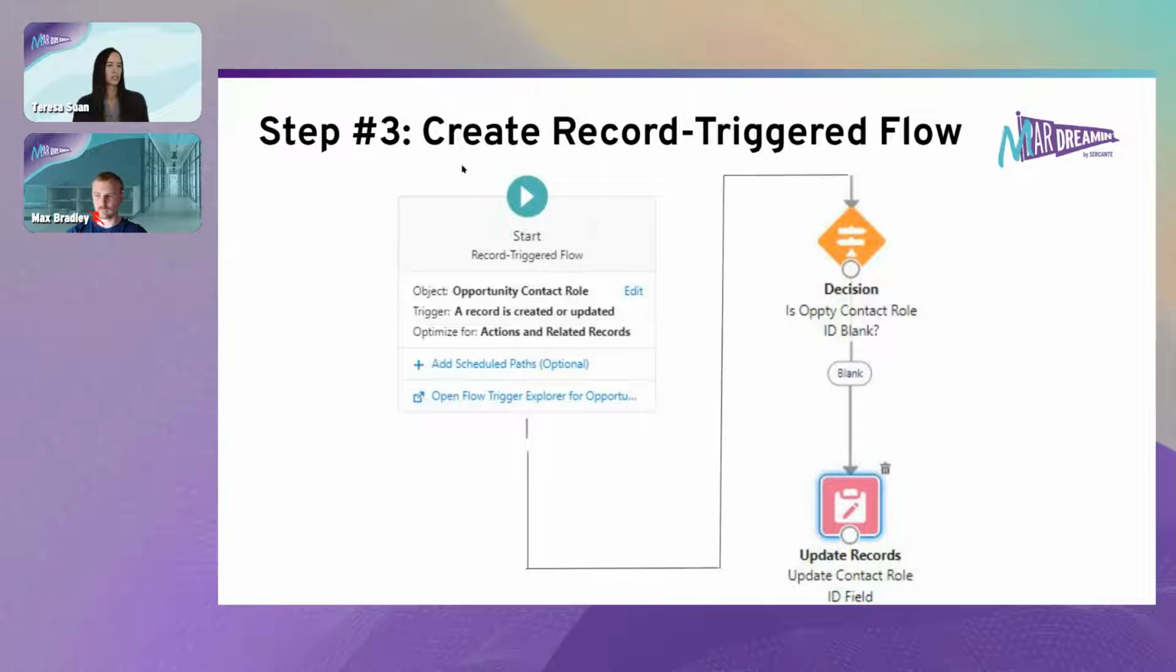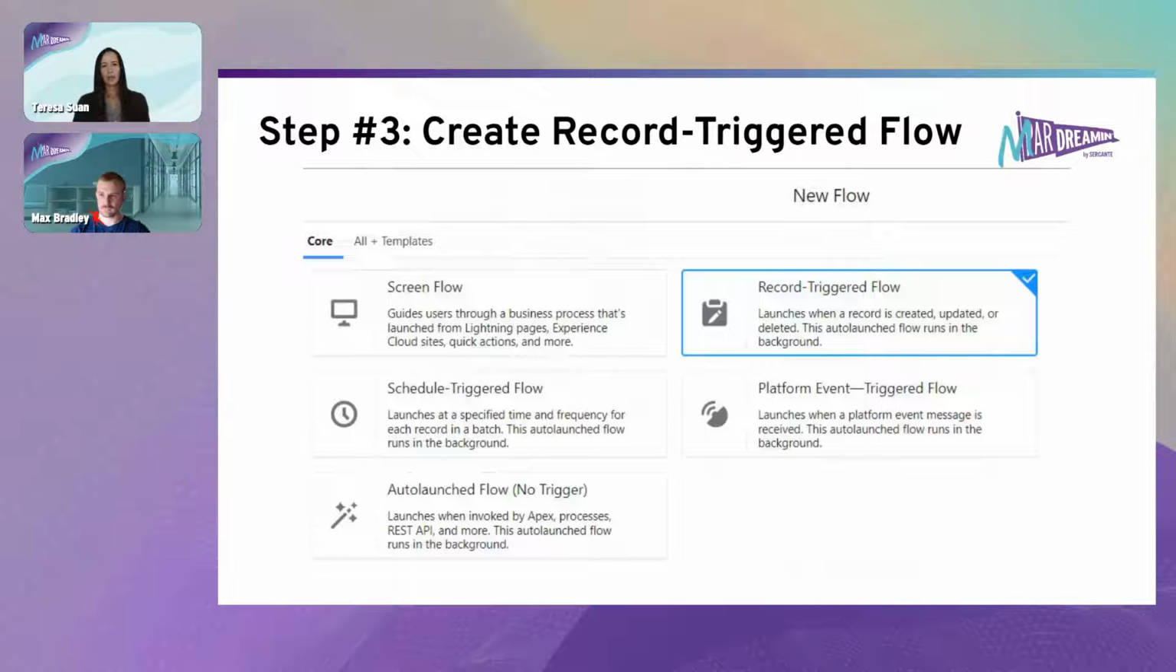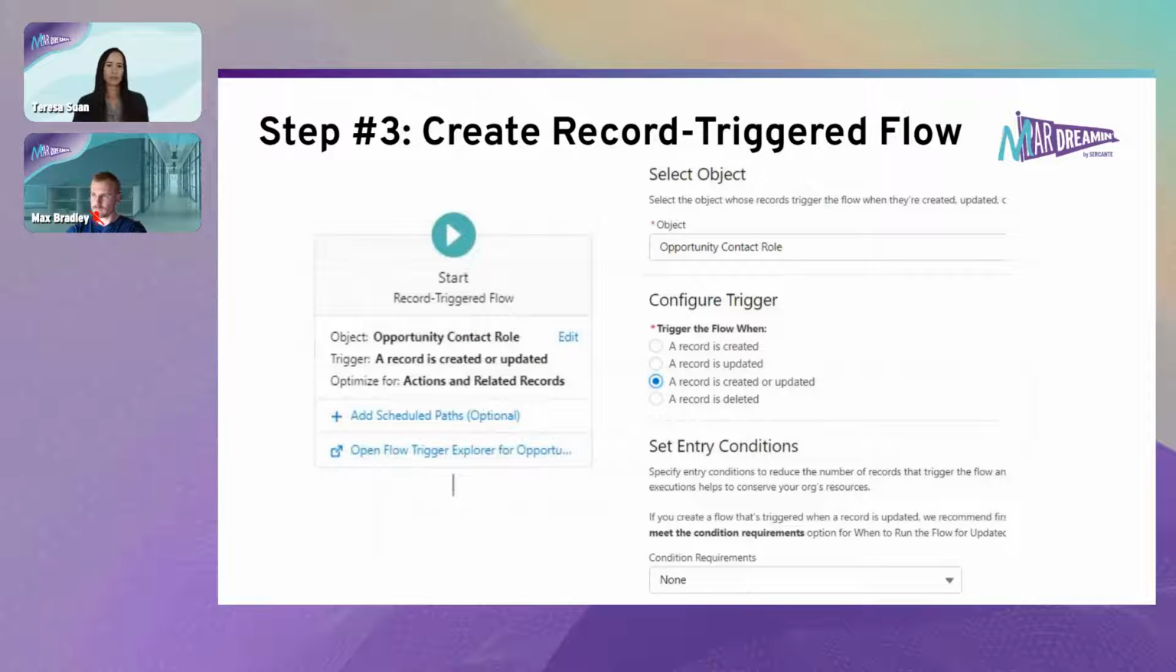You can see we have our trigger and just two elements to build for this flow: a decision and an update records element. The flow is record triggered, so we'll select that to start. Then here we'll enter opportunity contact role for the object. Again, the trigger happens when a record is created or updated, so we'll configure that here and select a record is created or updated. As for entry conditions for this flow, we're just going to leave it at the default of none.